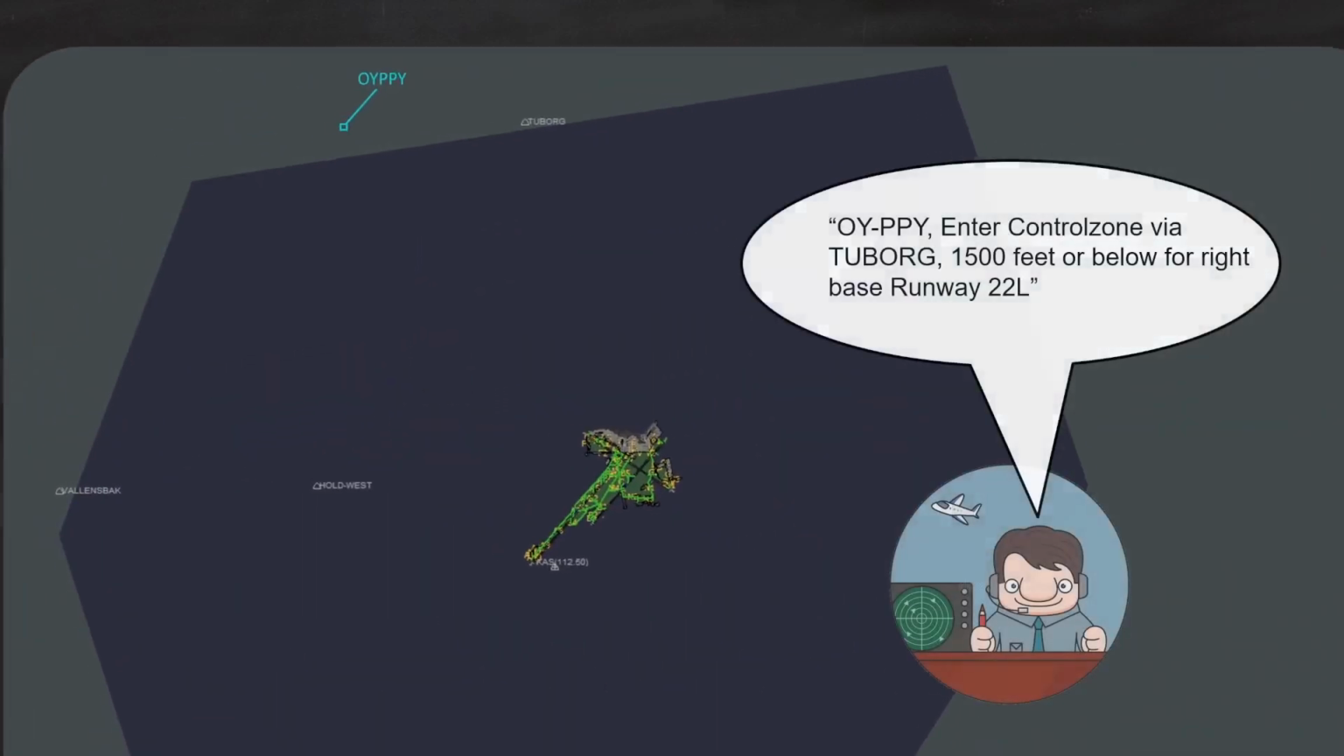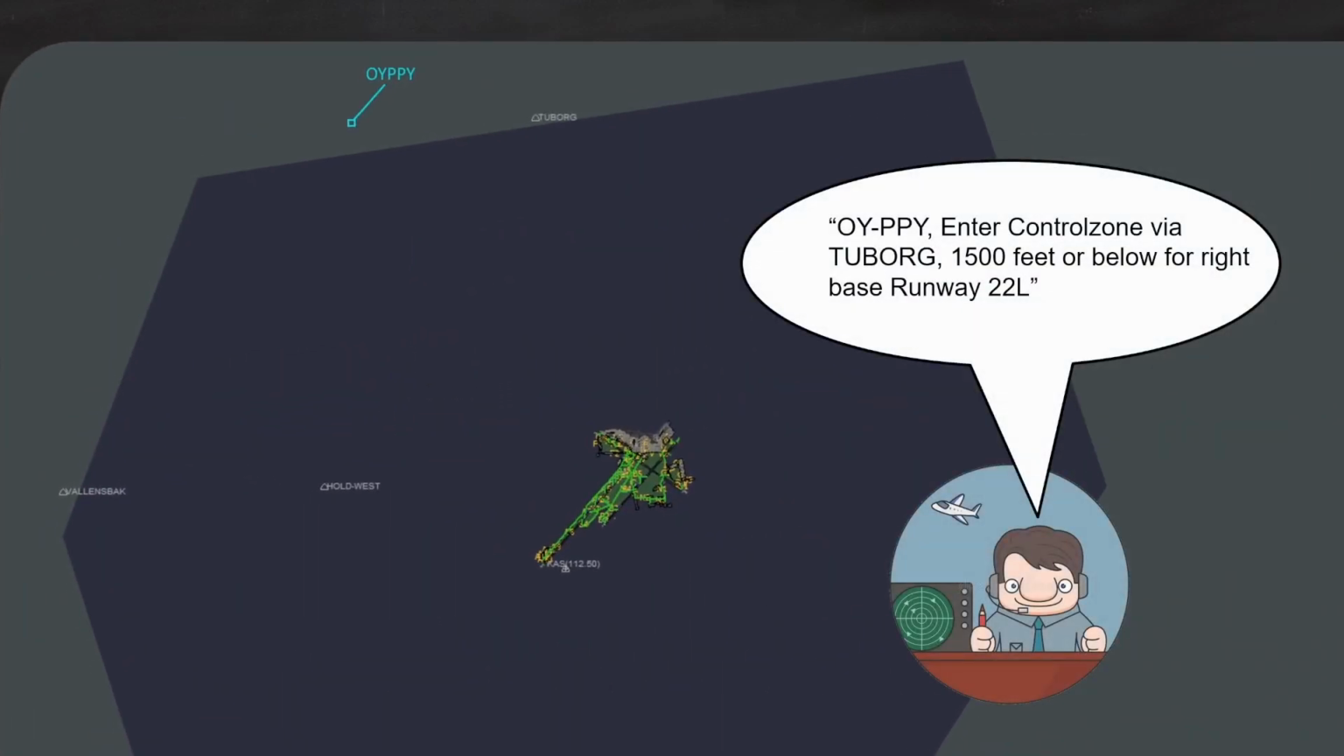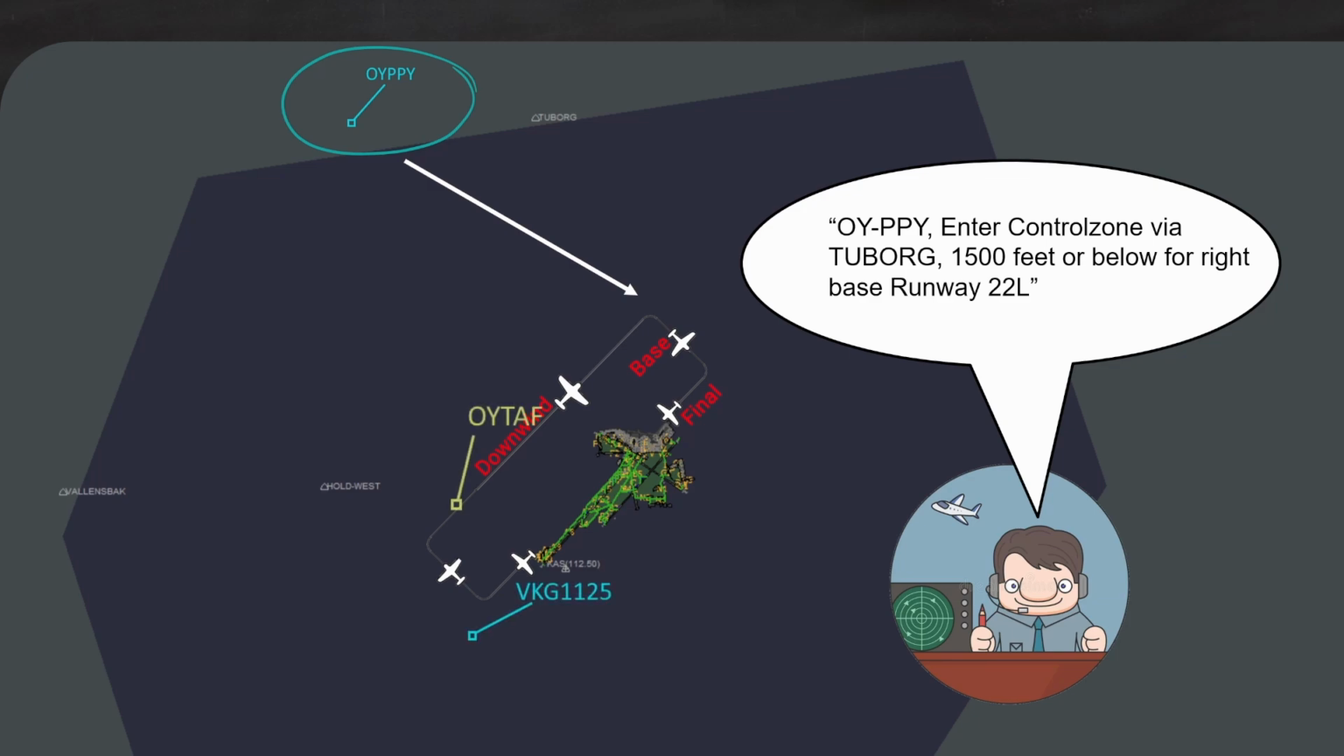Let's start with during approach, because that is often the most tricky part. So you instructed Oscar Yankee Papa Yankee to enter the control zone, to go 1,500 feet below for right base runway 22 left. That was the instruction we gave. Now the real difficult part begins. Which other airplanes may be approaching as well that he needs to know about? Maybe he's all alone. If he was, then it would be easy, because then there is no information to give. But let's say that he's not.